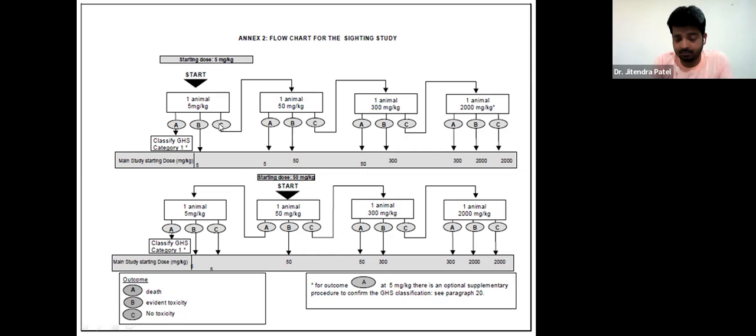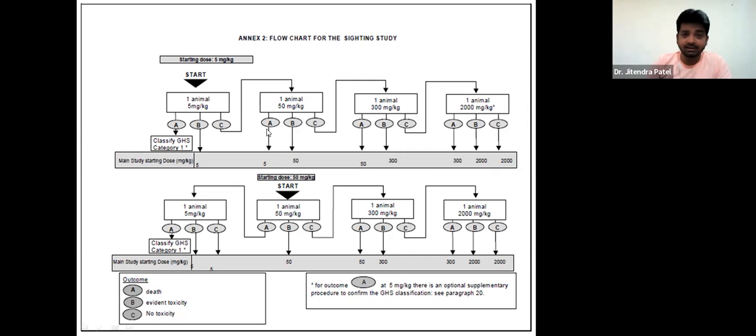Here we cannot say all, only one animal. That animal is not showing any toxicity after getting the 5 mg per kg dose. It is playing, right? So we can go to 50 mg per kg. From C we take it to the next barrier or next dose, that is 50 mg per kg. After giving this dose to the same animal, again three conditions may arise: either the animal will die, or show sufficient toxicity symptoms, or show no toxicity.